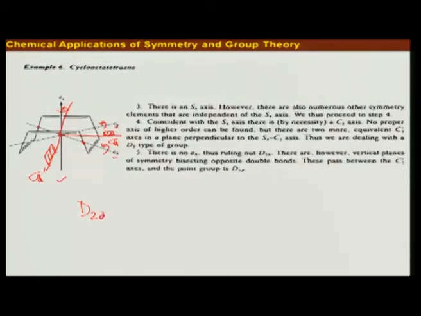Okay, so I have 2 sigma D's. So now my point group is complete. This molecule belongs to point group D2D. You have everything explicitly written here also, so you can go through this one so that you can understand it better. So let's move on to some other molecules.